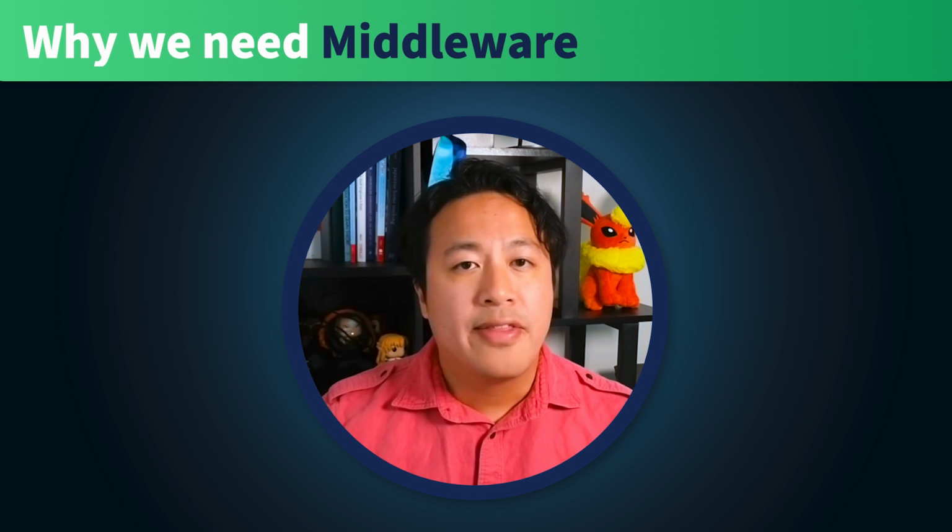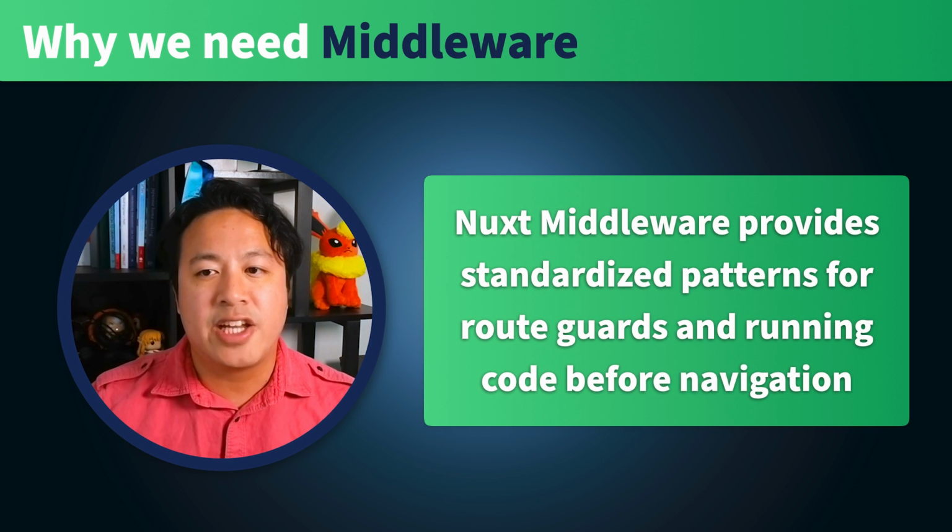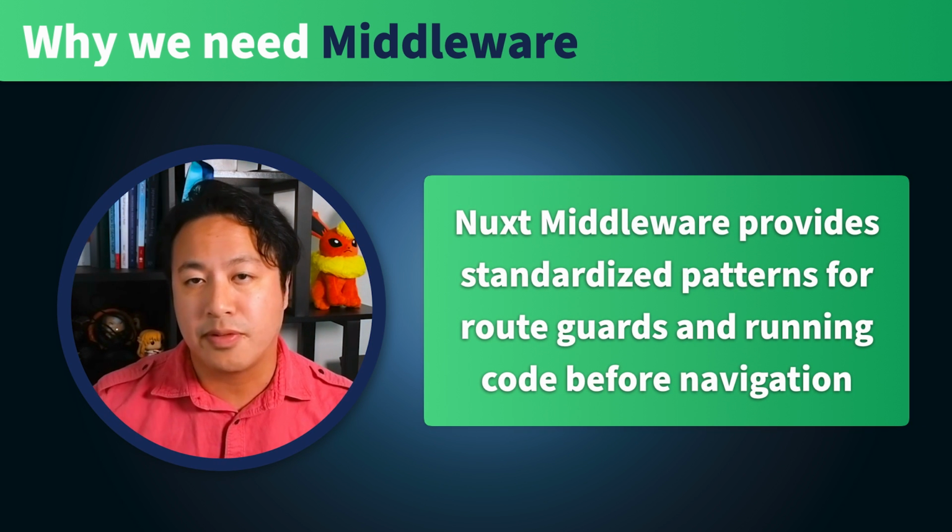Now, some of you may be wondering, why do we need middleware? After all, if we wanted to simply run code before a route is being navigated to, wouldn't we use something like navigation guards from Vue Router? Here's the thing. As applications grow, one of the key factors in ensuring that it is scalable and maintainable is consistent and standardized patterns. Just like state management, there's nothing stopping you from putting together your own custom patterns through use of composables and reactive data, but there are clear advantages to using industry standards like Pinia. Similarly, Nuxt route middleware provides a standard pattern for managing route guards and running code before navigation.